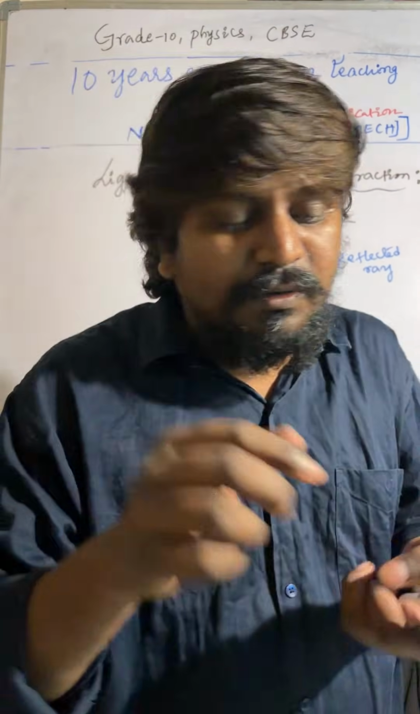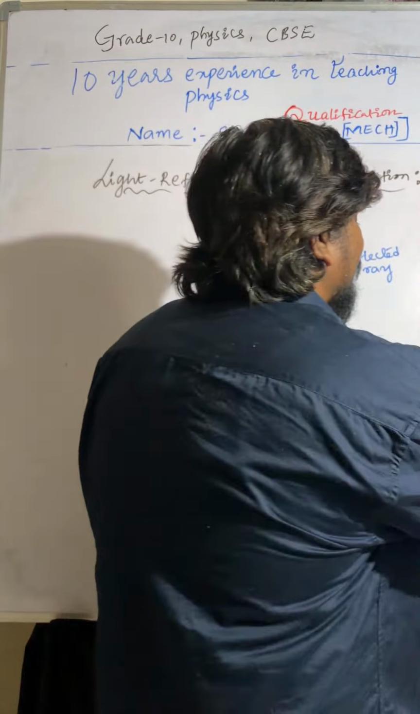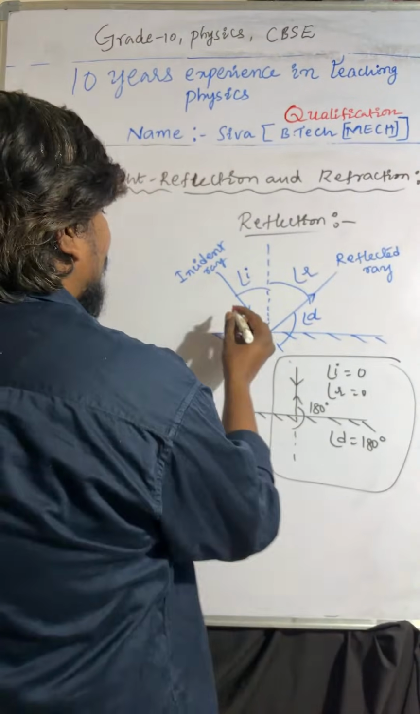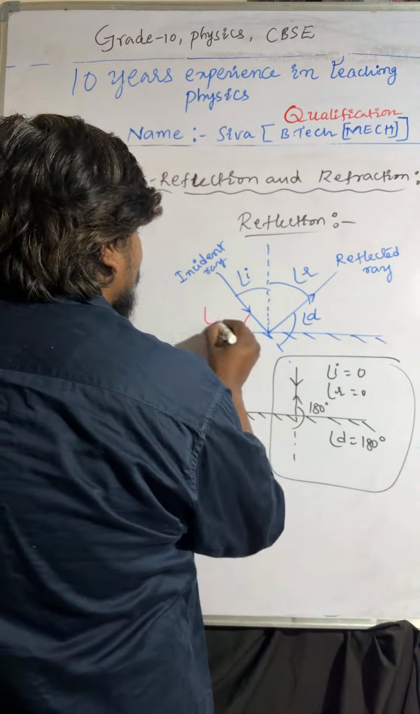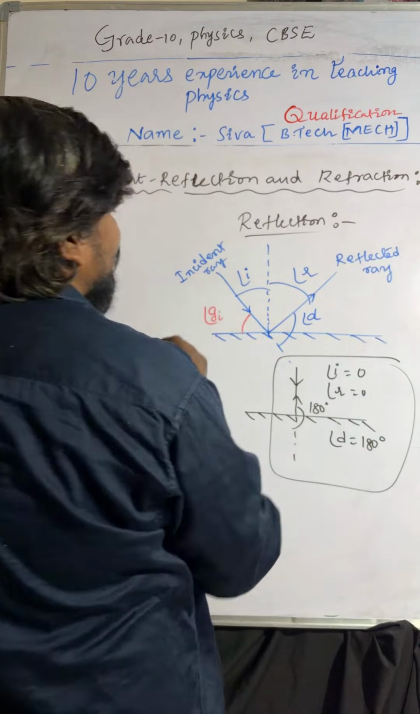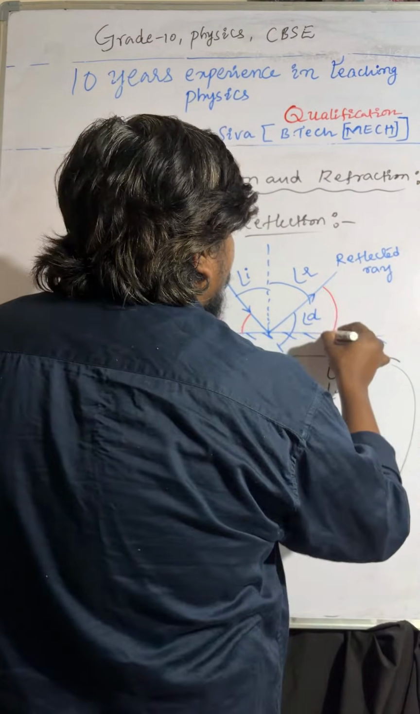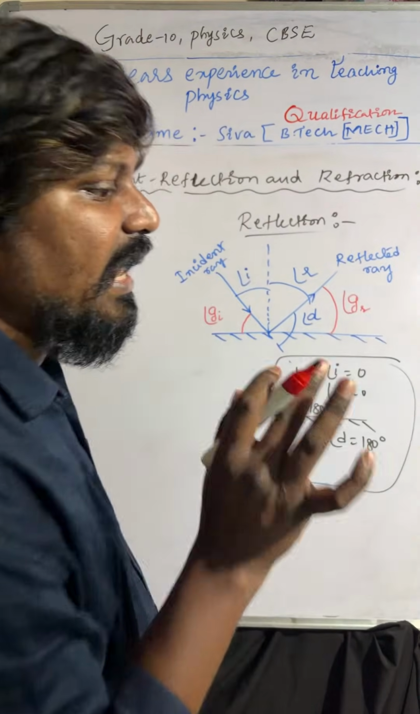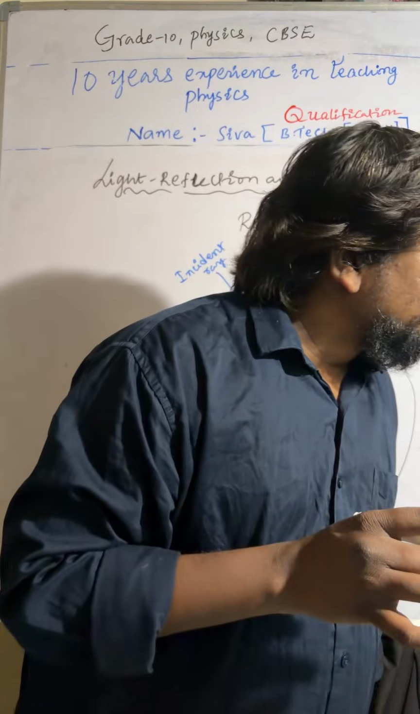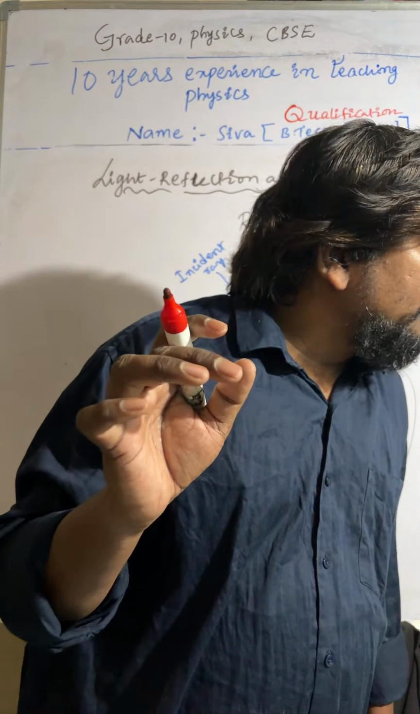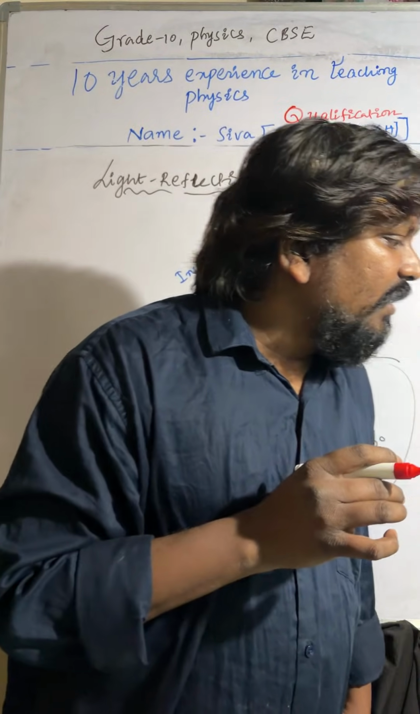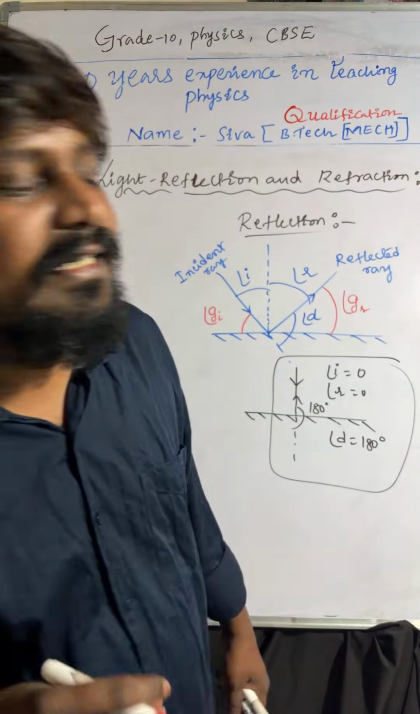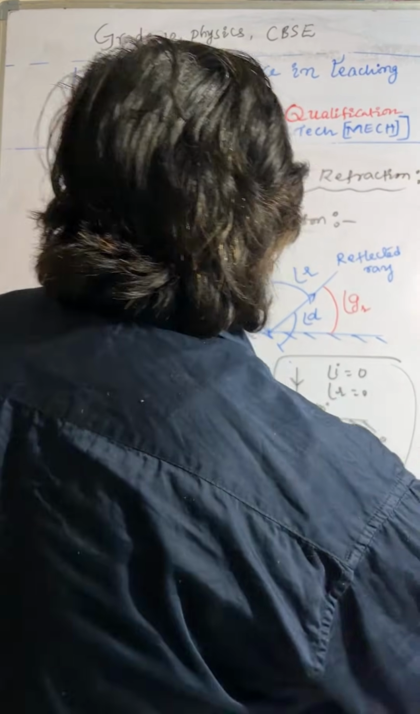One more point: the angle between the incident ray and the plane surface is called the glancing angle of incidence. The angle between the reflected ray and the plane surface is the glancing angle of reflection. Glancing angle of incidence and glancing angle of reflection are very important.